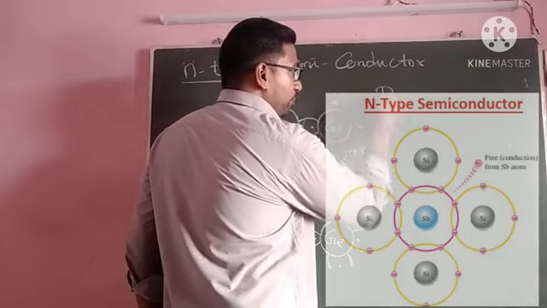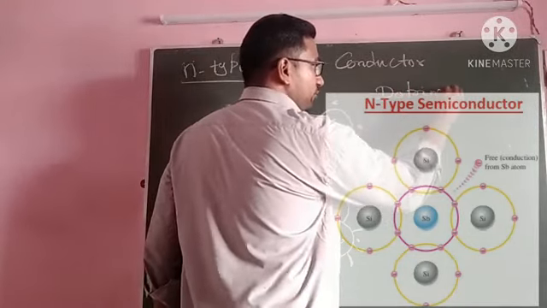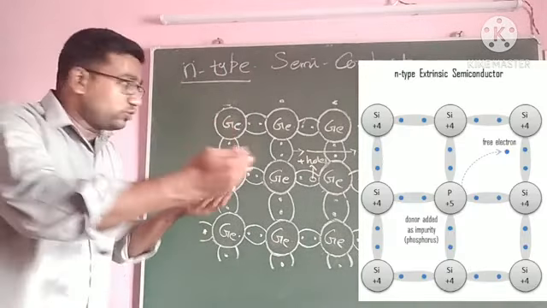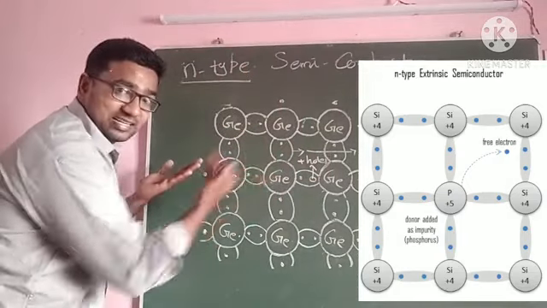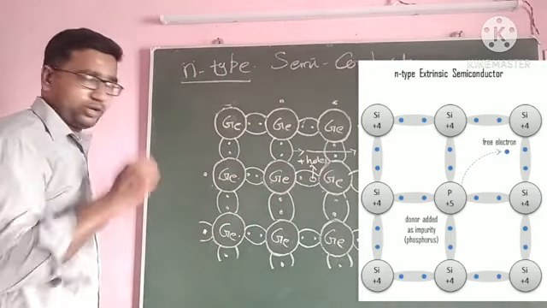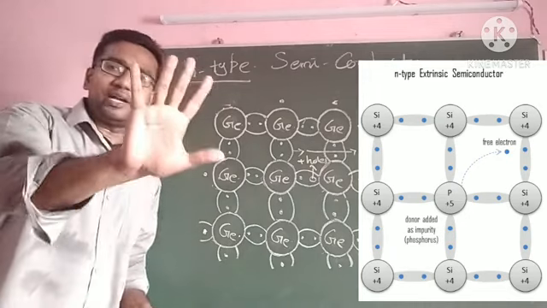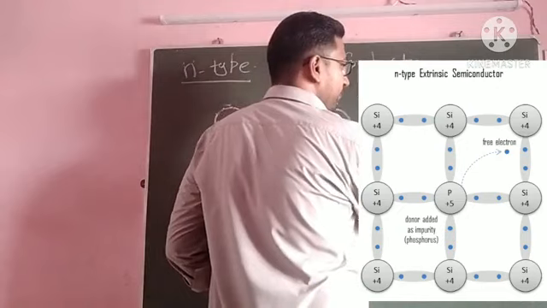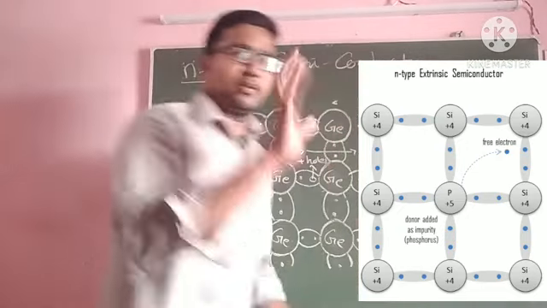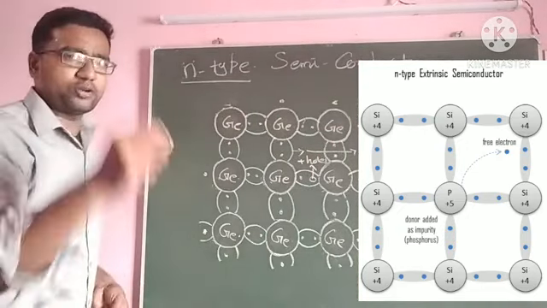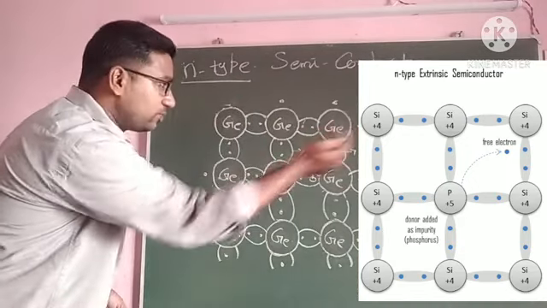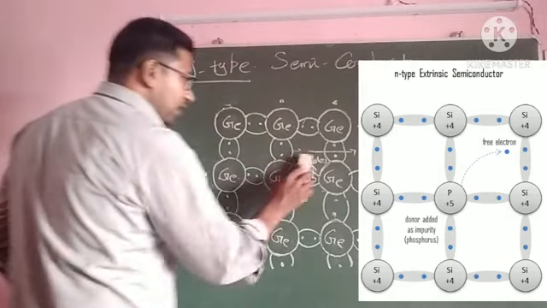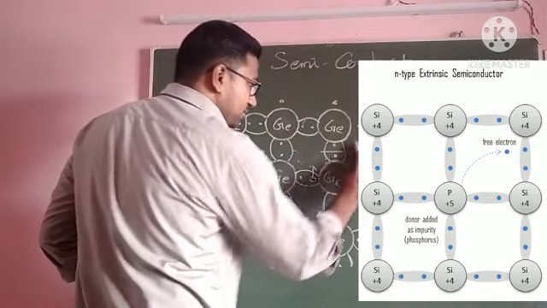This is the process of doping. 100 ppm of impure atoms should be added to this intrinsic semiconductor. So I am going to add a pentavalent element, for example phosphorus and arsenic. These are all pentavalent elements. I am going to add any one of these impure atoms to the intrinsic semiconductor at 100 ppm. Okay, sir.